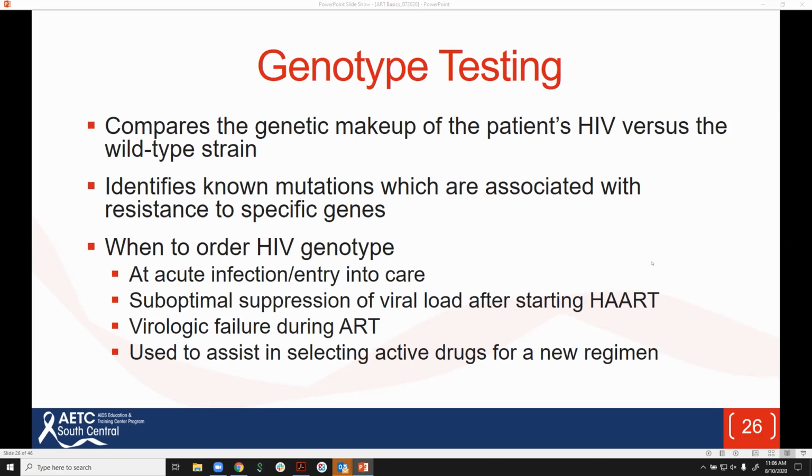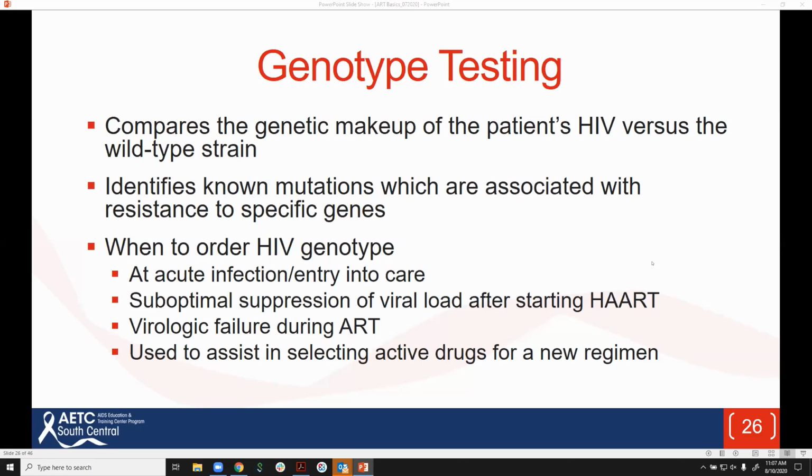So what it does is it compares the genetic makeup of the patient's HIV versus the wild type. And wild type basically has the competitive advantage, right, over a virus that has mutations. It has the highest replicative capacity, so it replicates the fastest, which is the whole point of HIV, is to make copies of itself. And so wild type makes copies faster than any virus that has mutations.